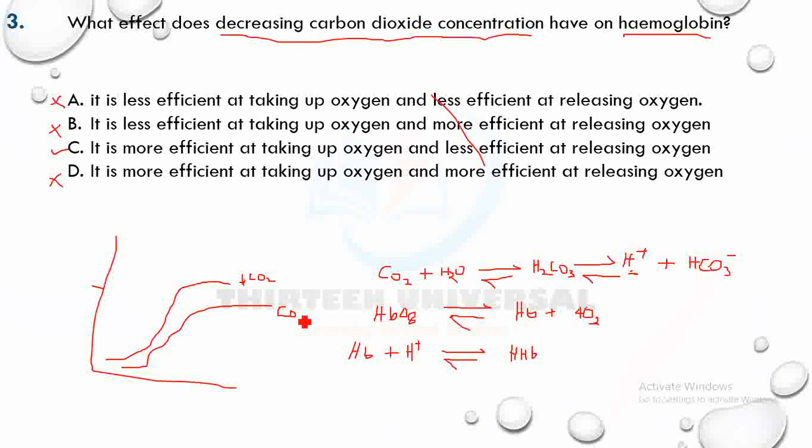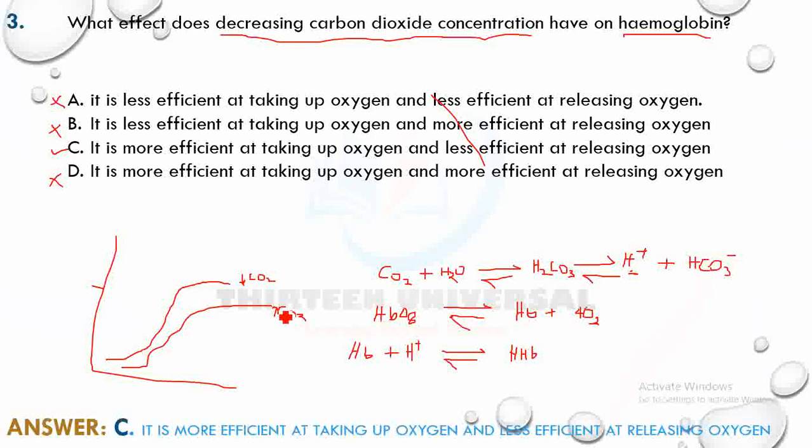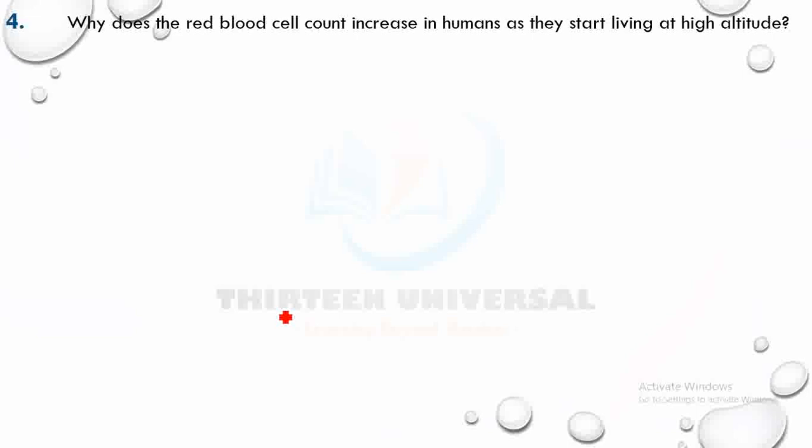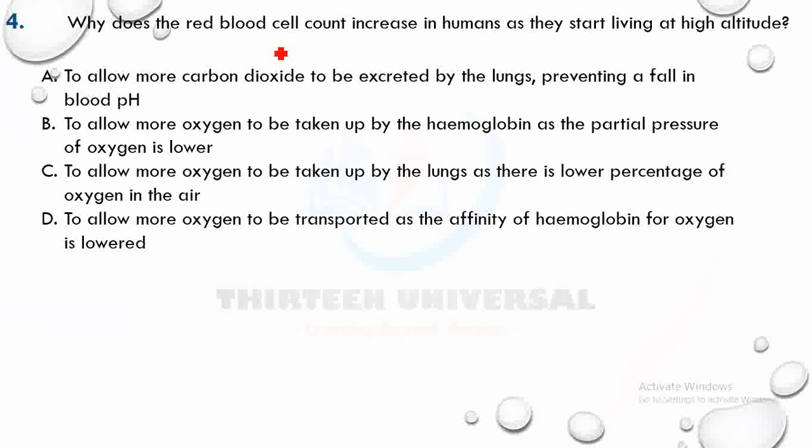Anyway, we're going to solve more questions on this. So the answer is C. Yeah, C. That's the answer. All right. Why does red blood cell count increase in humans as they start living at high altitude? When people travel to high altitude, the red blood cell count increases. Why does it happen?